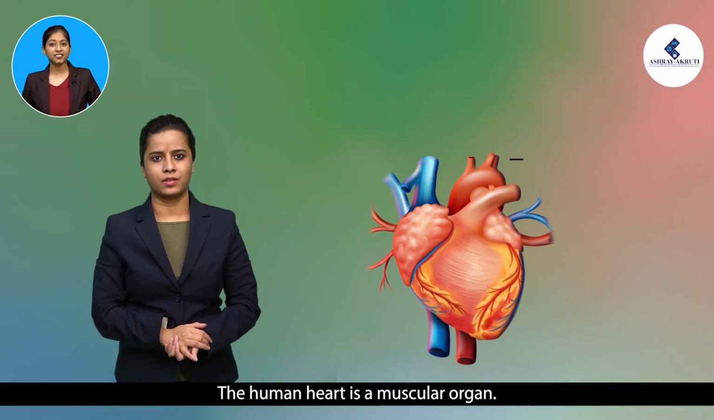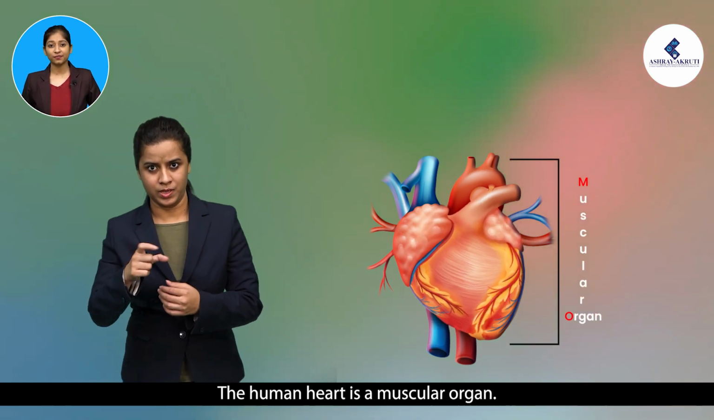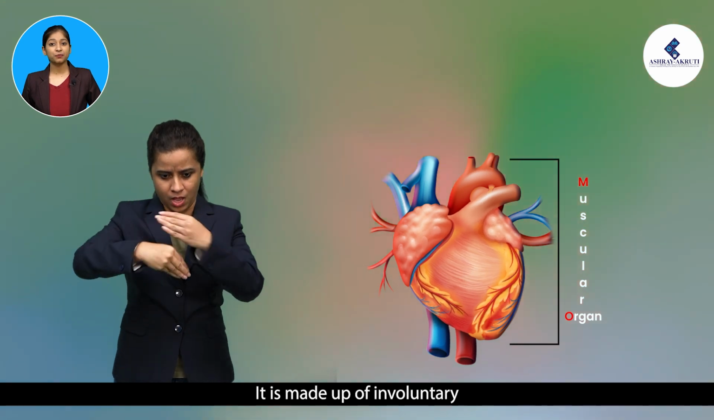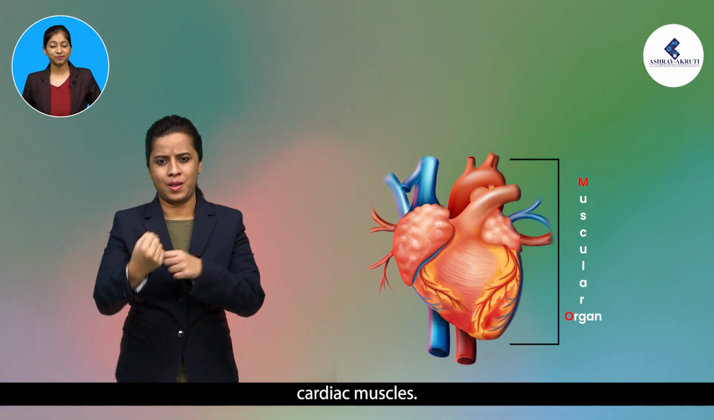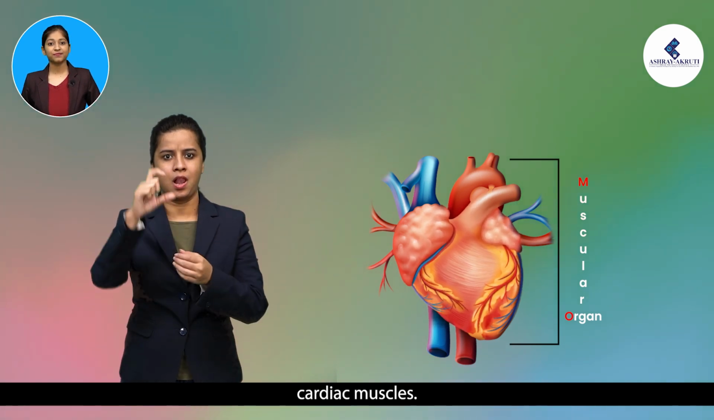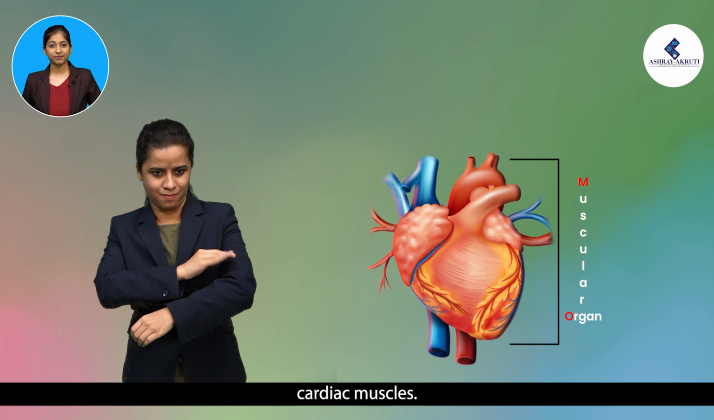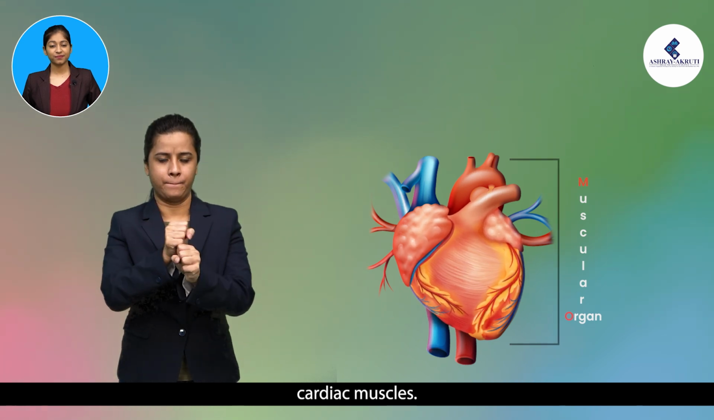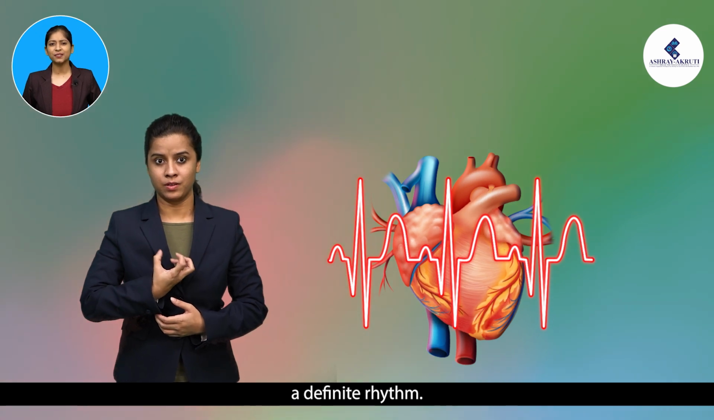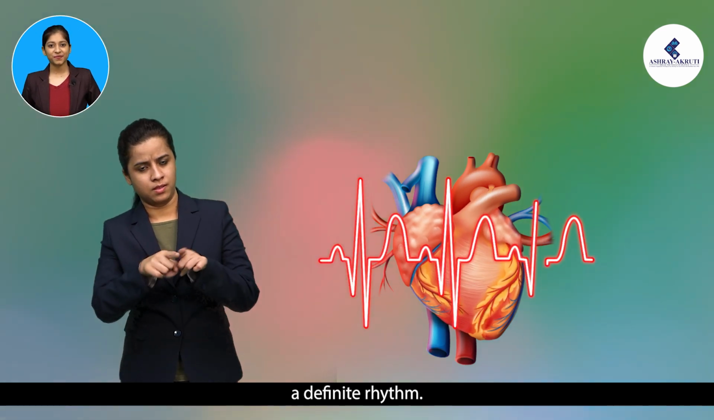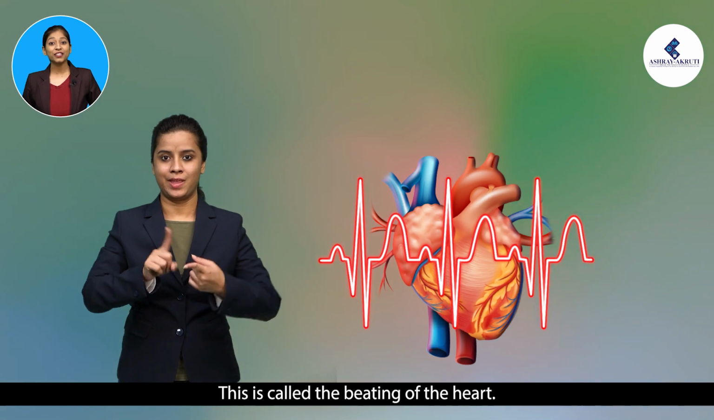The human heart is a muscular organ. It is made up of involuntary cardiac muscles. They contract and relax with a definite rhythm. It is called the beating of the heart.